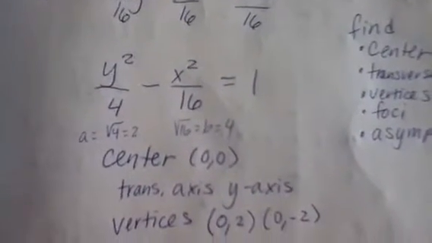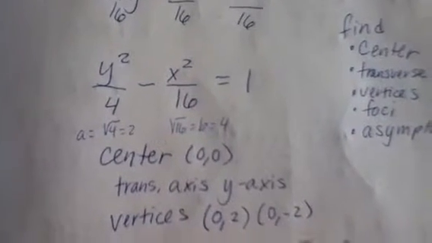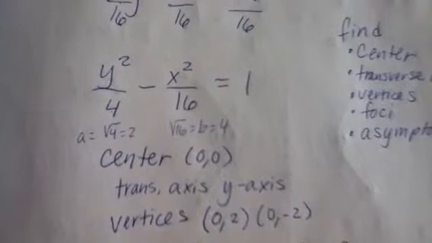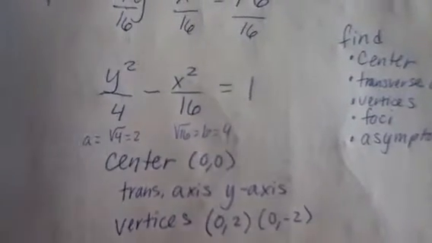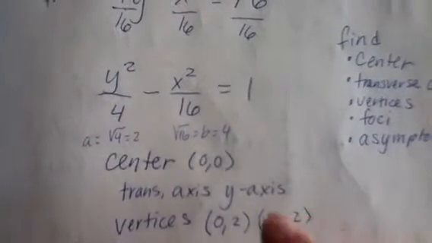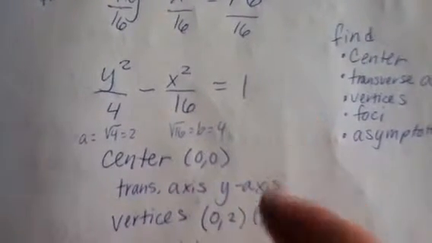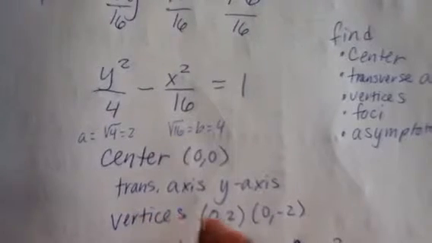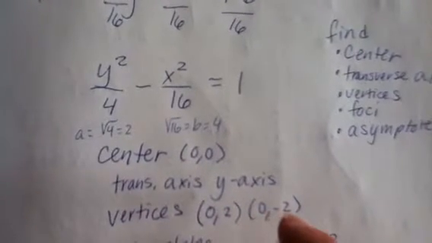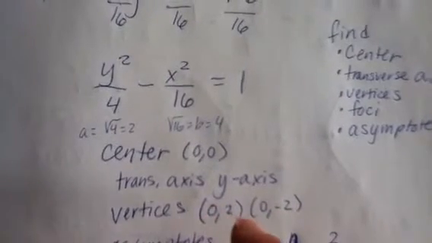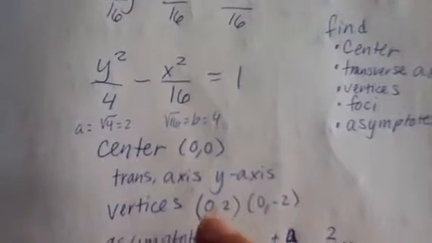Before we figure out where the vertices are, though, you might want to have drawn a picture to begin with because that'll make it easier to make sure you're doing it right. Because the y is positive and the x is negative this time, the transverse axis is going to be the y-axis, so going up and down. That's going to put the vertices at 0, 2, 0, negative 2, instead of like on the other problems we've done today where it's been like 2, 0. So I hope you notice that difference.